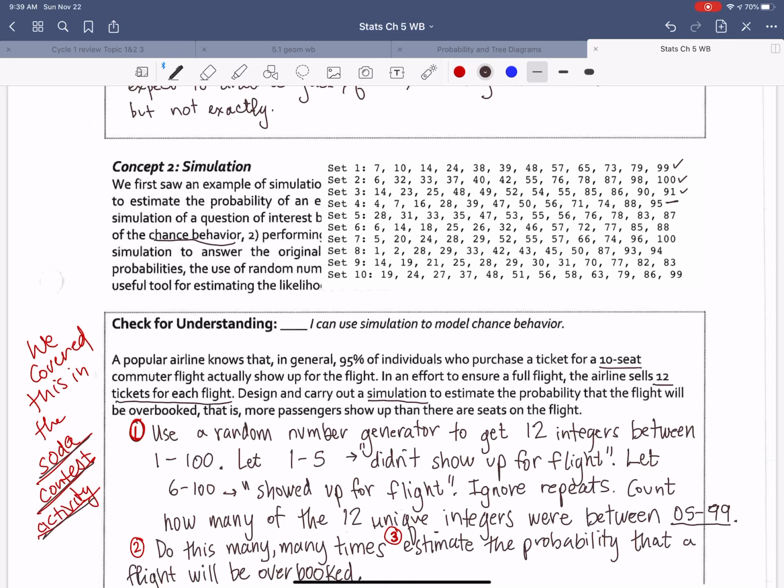Oh, you had one no-show, right? All 12 showed up. Here you had one no-show because that was the number 5. Ooh, this one I had 2 no-shows.